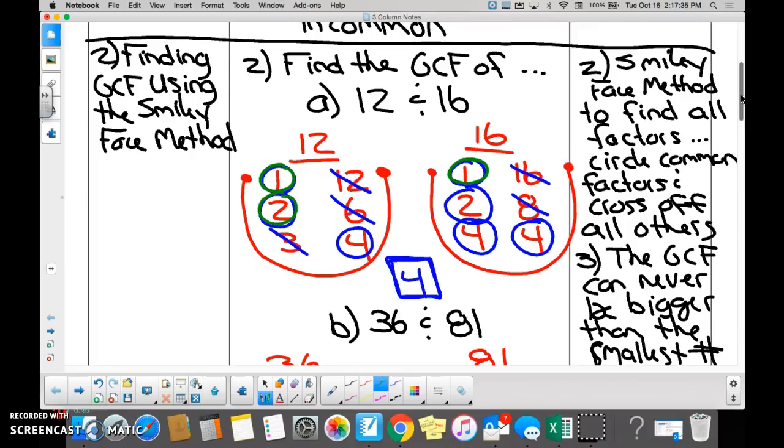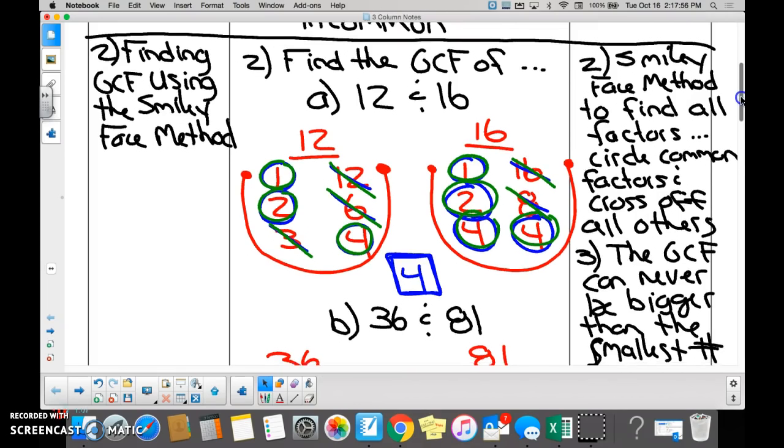Yes. So does 12 and 16 have 1 and 2 in common? Yes. Does 12 and 16 have 3? No. Does 12 and 16 have 4? Yes. Does 12 and 16 have 6? No. Does 12 and 16 have 12? No. So we are done. We'll cross off our last 2 numbers. What is the biggest number that both 12 and 16 have in common? 4.